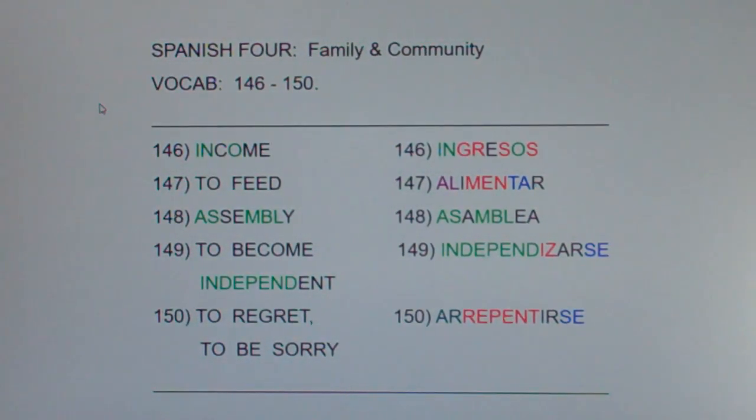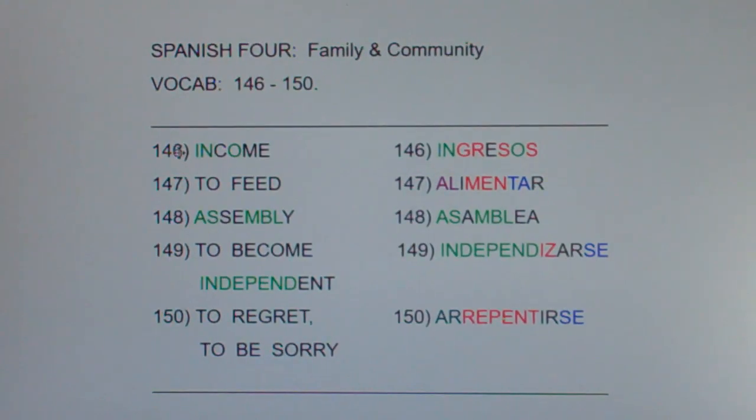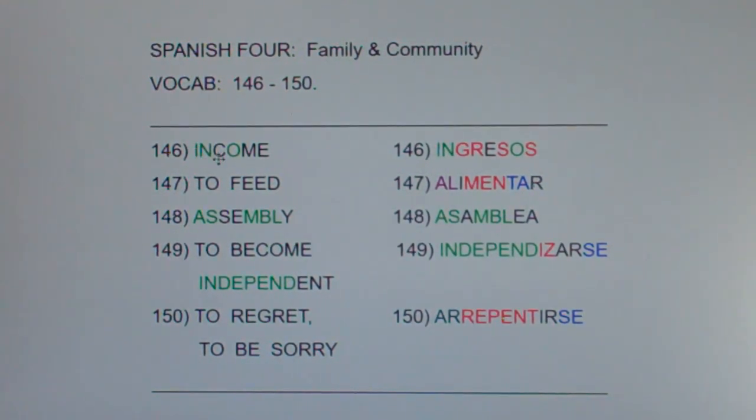All right, income is ingresos. Everybody say ingresos. Ingresos. How are we going to remember that? Well, income in English starts with an IN and has an O, and ingresos in Spanish starts with an IN and has an O.